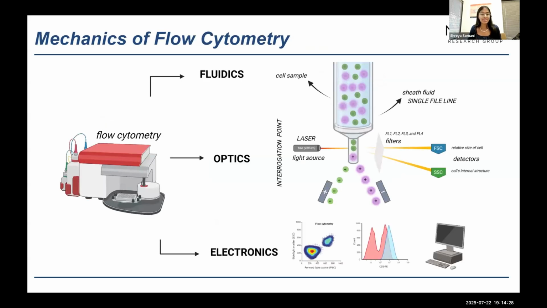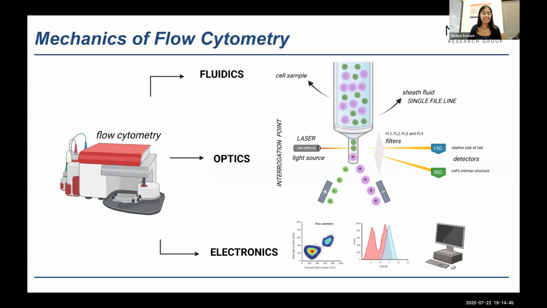For those of you who may be interested in engineering or mechanics, here's a little bit about how this machine actually works. The flow cytometer has three different parts: fluidics, optics, and electronics. For the fluidics, we inject a sample of cells that are suspended in solution.